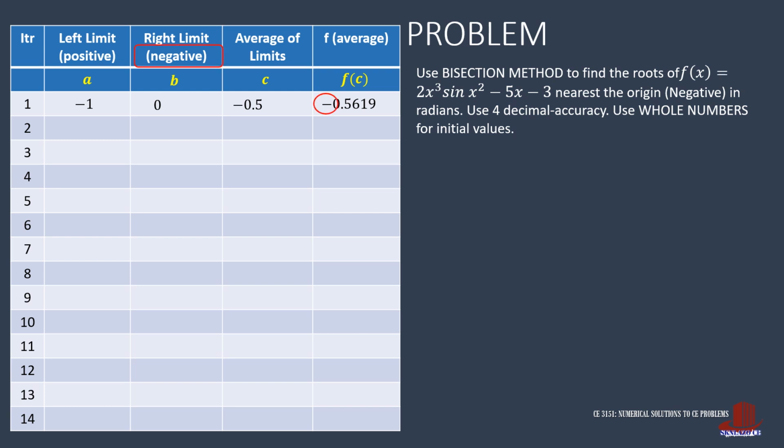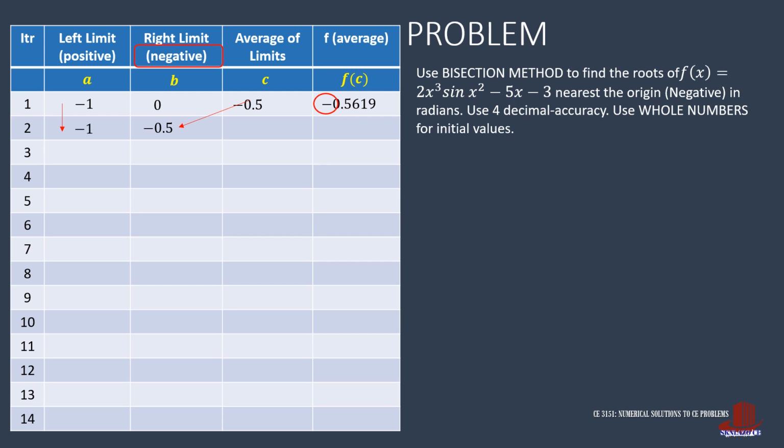The first iteration was completed, so we continue on to the next, starting from noting the sign of f of c, which in this case is negative. The negative f of c means that c replaces the negative limit, which from the illustration we marked earlier as b, or the right limit.